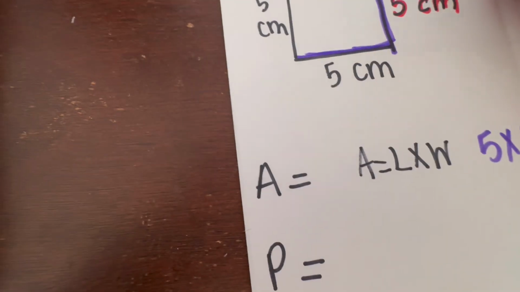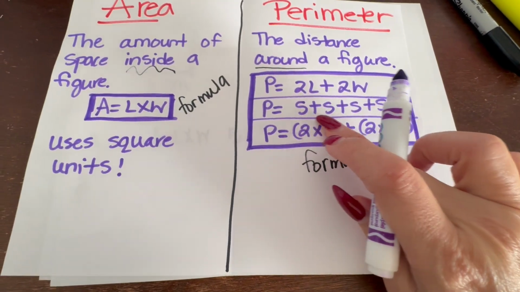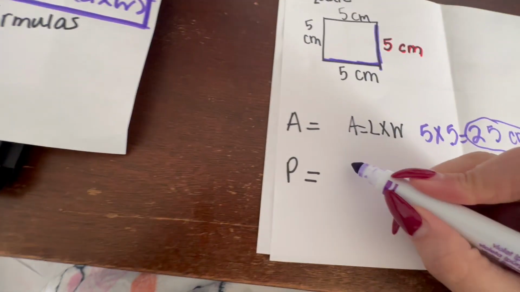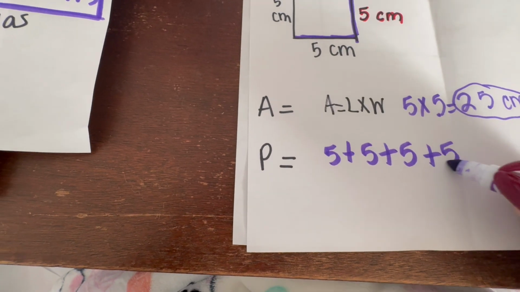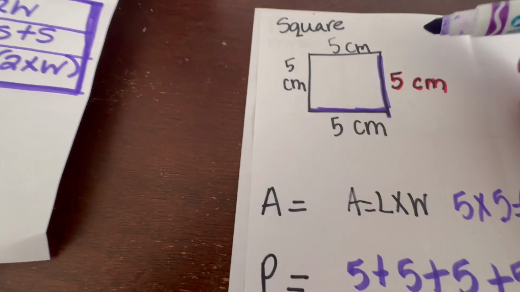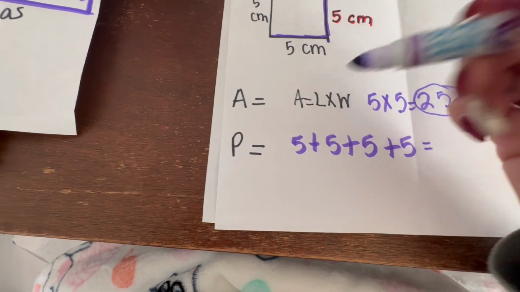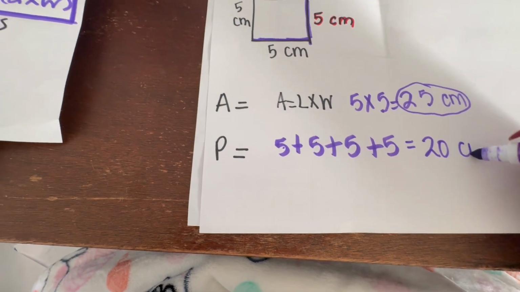Okay, for the perimeter, remember we add all the sides, and the formula for perimeter is right here. Remember we can use this formula. We just add all the sides together. So we have to do 5 plus 5 plus 5 plus 5. However many sides there are, that's how many numbers you must add. The square has 4 sides, so we add 4 numbers. 5 plus 5 plus 5 plus 5. So we can count by 5s. 5, 10, 15, 20. 20 centimeters is the perimeter.